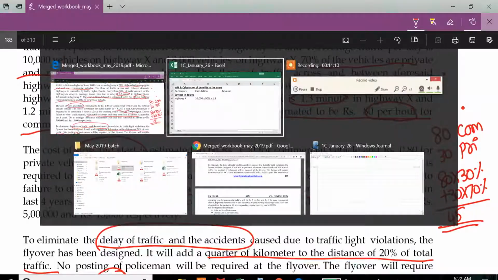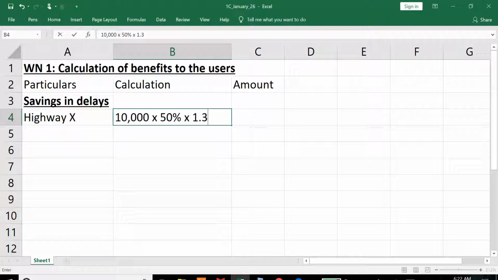Now listen. So 10,000 vehicles, 50% is getting delayed. 1.3 minutes is the delay. I am converting this into hours by dividing it by 60, into 45 rupees per hour is the cost, into 365 days. This is what I will end up saving. 10,000 vehicles into 50% of the traffic into 1.3 minutes divided by 60. Why we are dividing by 60 is to convert into hours. 1.3 divided by 60 into 45.